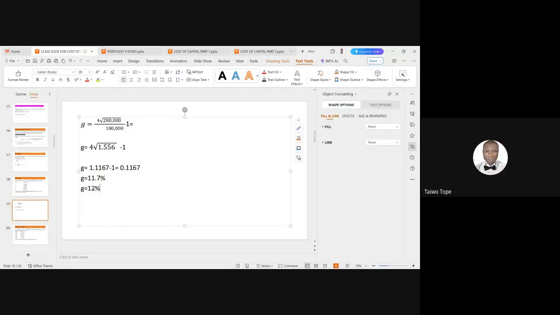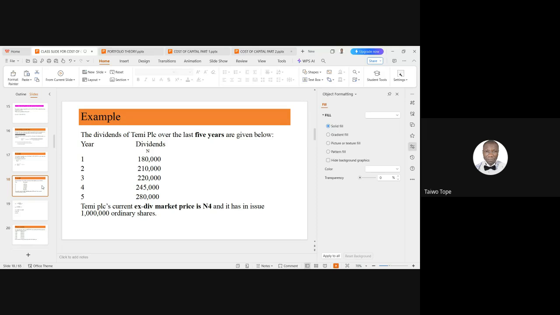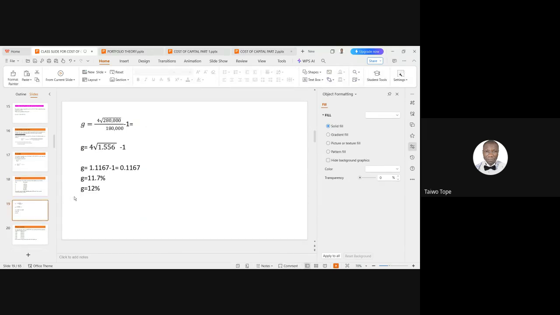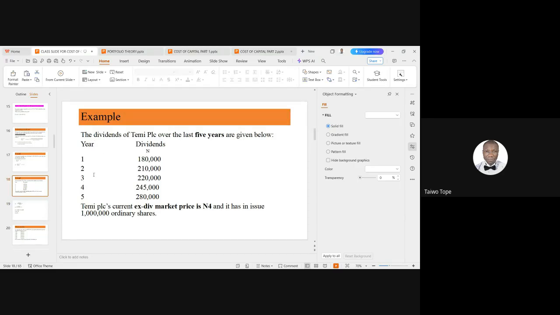With this growth rate, can we determine the cost of equity? We have derived the growth rate. In the question, the market price is 4 naira, right? And it has an issue of 1 million ordinary shares. So what will be the total market price of these 1 million ordinary shares? 4 million. Very good, 4 million, because the value of 1 is 4 naira, so 4 multiplied by 1 million gives you 4 million.